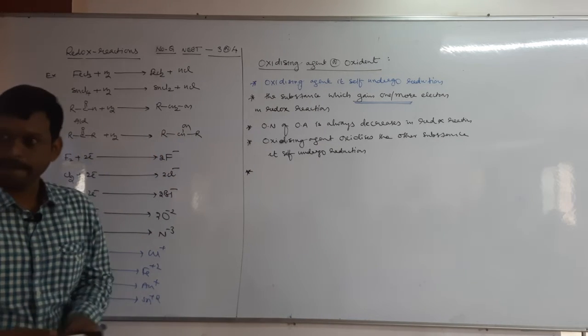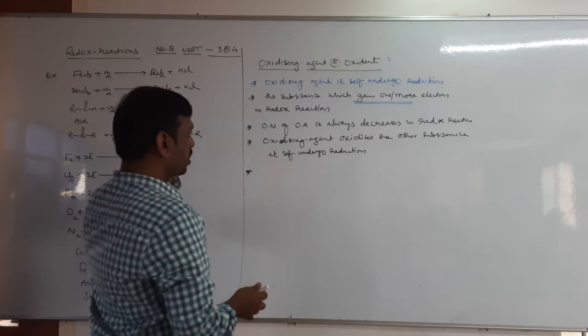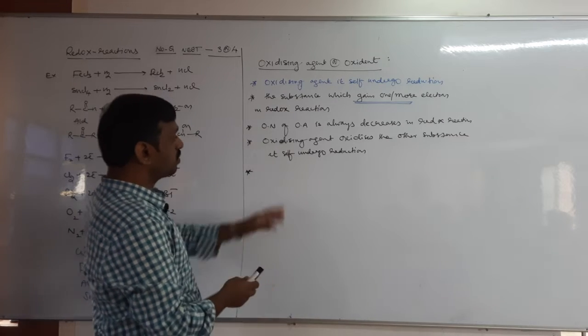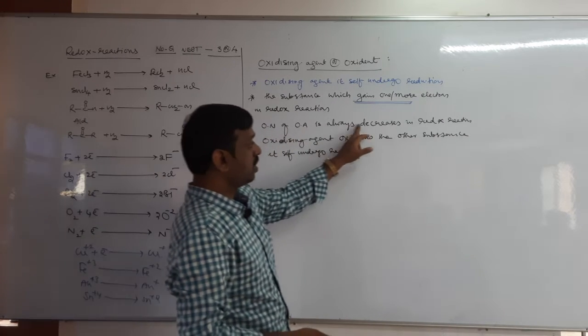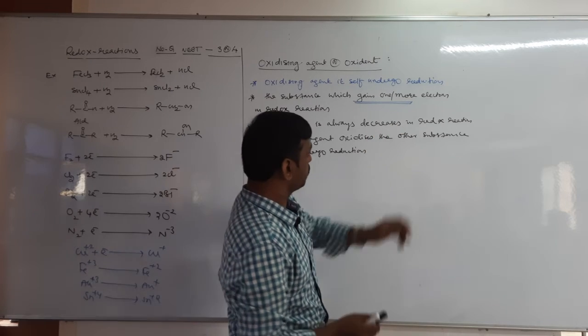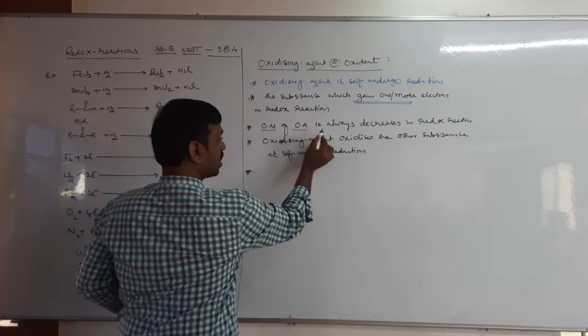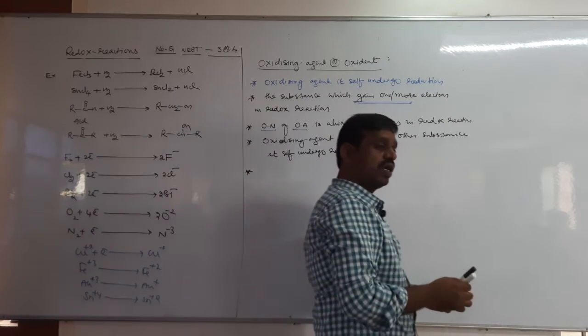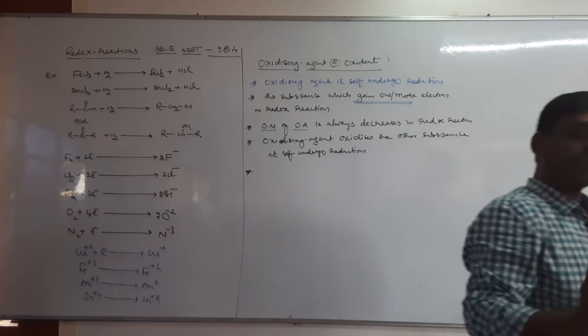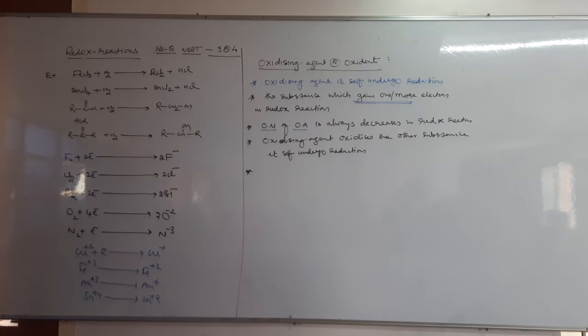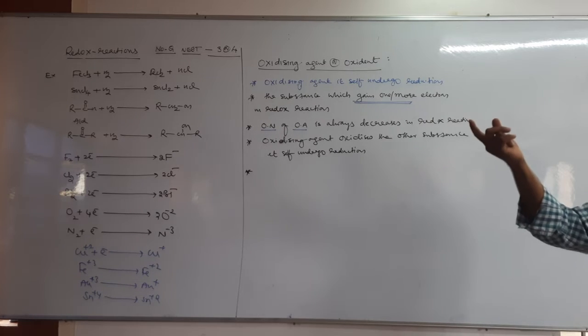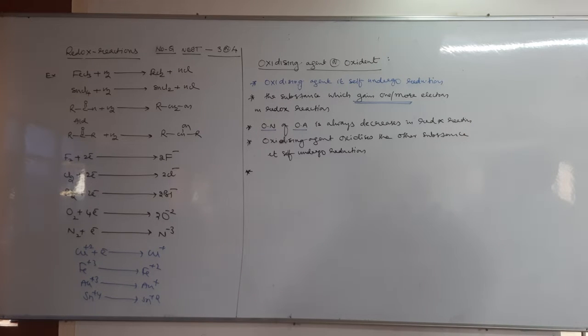Next point. Now tell me, the oxidation number of an oxidizing agent always decreases. It means the substance can act as an oxidizing agent whether in its highest oxidation state or lowest oxidation state. Highest. Why?